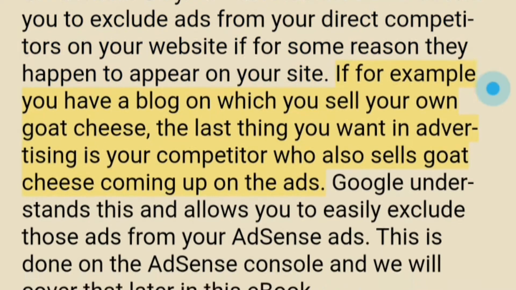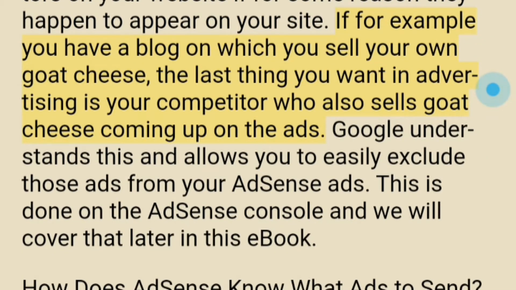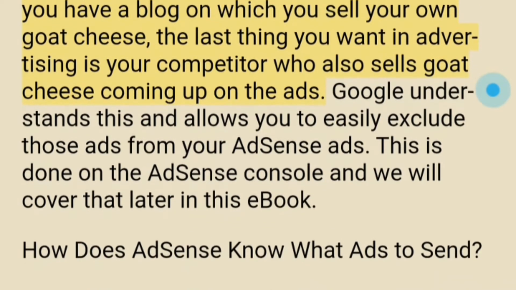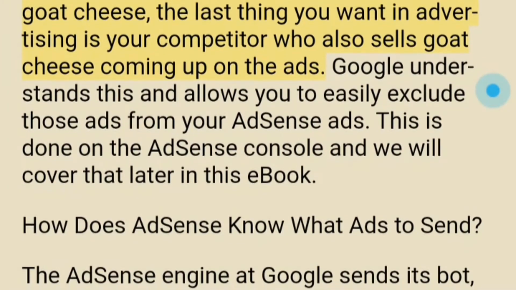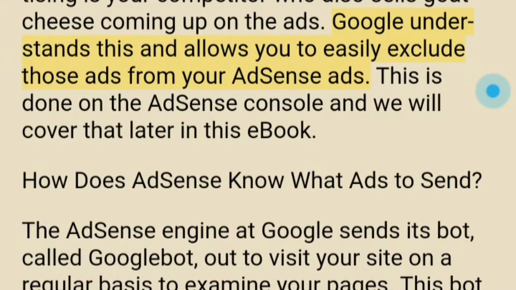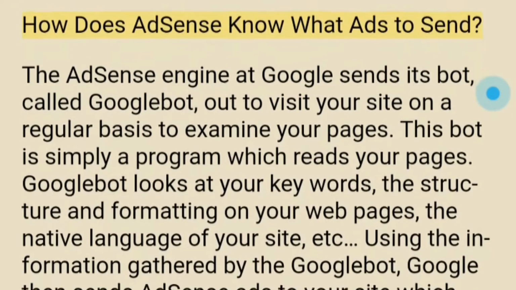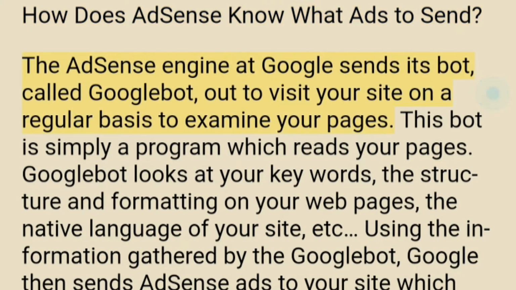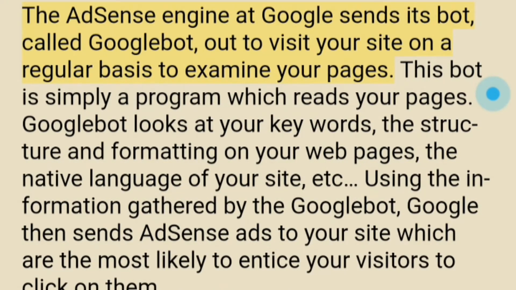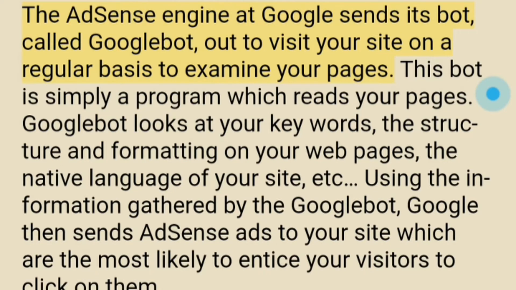How does AdSense know what ads to send? The AdSense engine at Google sends its bot, called Googlebot, out to visit your site on a regular basis to examine your pages. This bot is simply a program which reads your pages. Googlebot looks at your keywords, the structure and formatting on your web pages, the native language of your site, etc. Using the information gathered by the Googlebot, Google then sends AdSense ads to your site which are the most likely to entice your visitors to click on them.